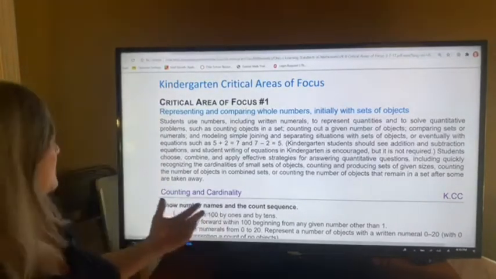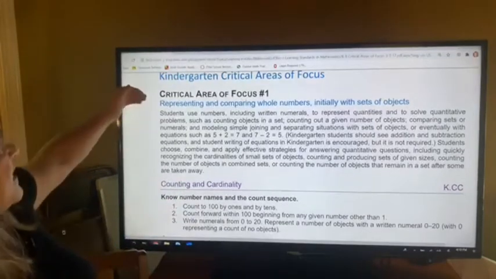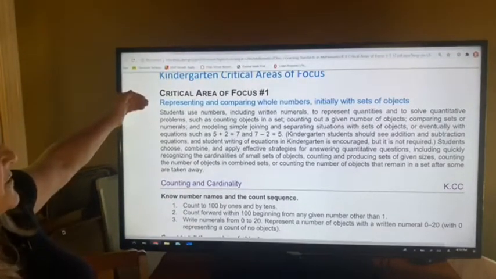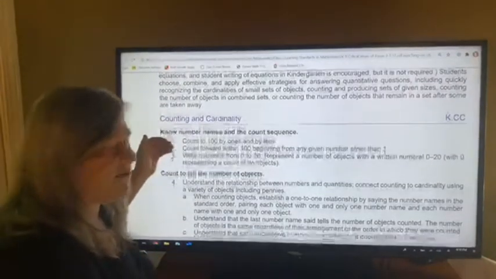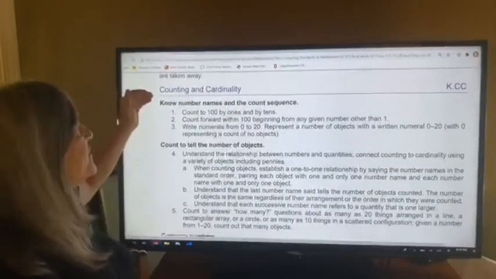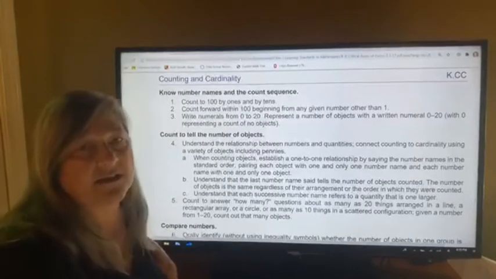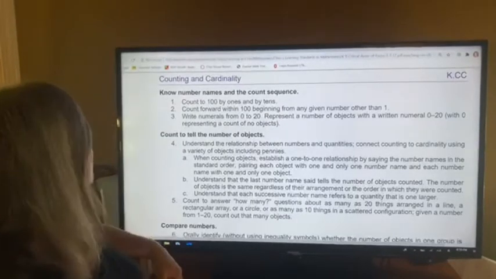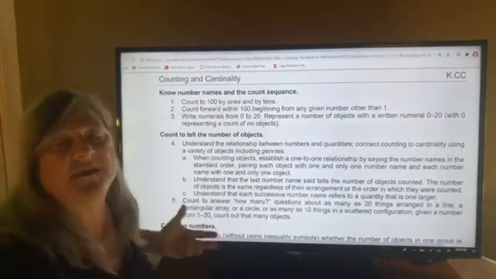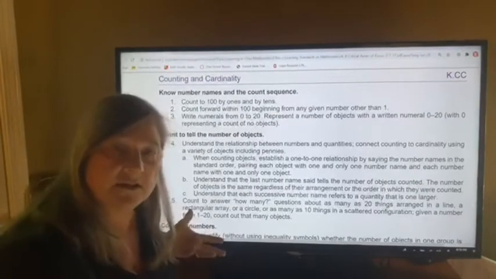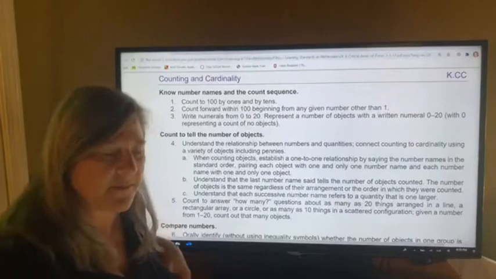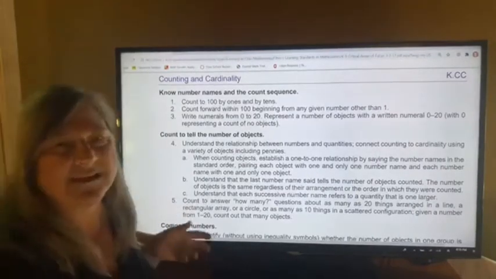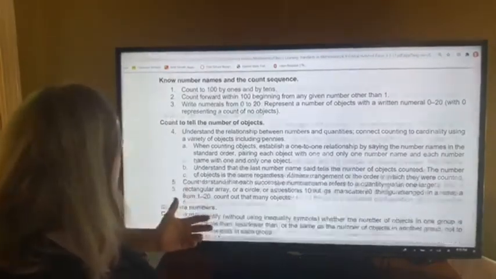Now, if you look at this, I'm just going to skim through here a little. So we have this first critical area focus. We just read this off. And then they have subsets within each of these critical areas. So the first one that we're going to talk about today is counting and cardinality. So counting and cardinality, what does that mean? What do some activities look like that they share with you so that you know a little bit about what they mean? But we're going to talk about it in kind of layman's terms as well.